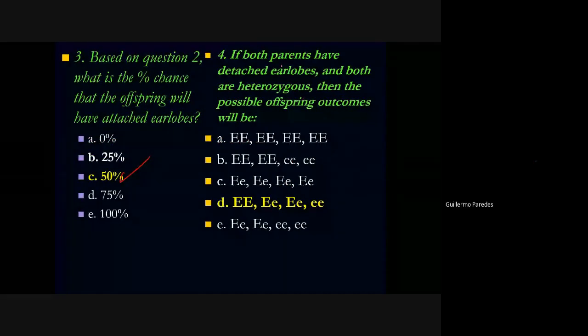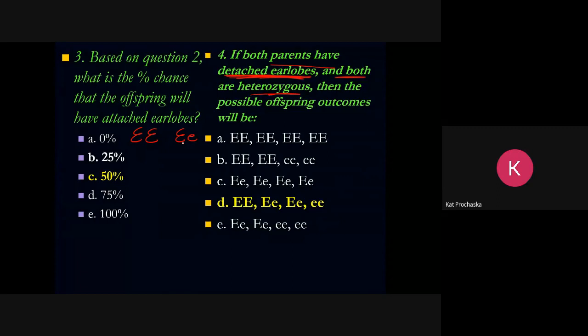Both parents have detached earlobe. So they can be EE or Ee, correct? I'm going to write this one down. Both parents have detached earlobe, so they can have EE or Ee, yes or no? For both. And both are heterozygous. So which one do you select, the first or the second? The second one.